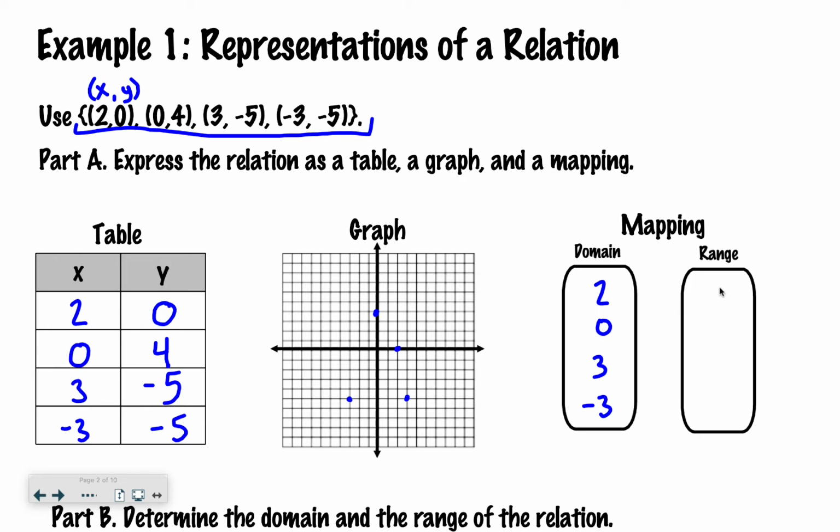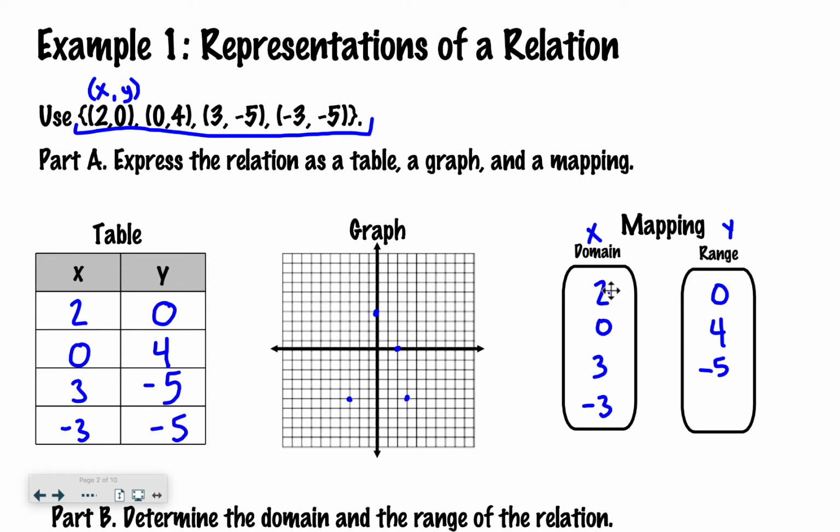So now looking at the range, I have 0, 4, -5. And since my last number is also a -5, I don't have to write anything else. I just leave it with the 3 numbers because there are only 3 unique values. Now, just a reminder, the word domain means x, the word range means y.